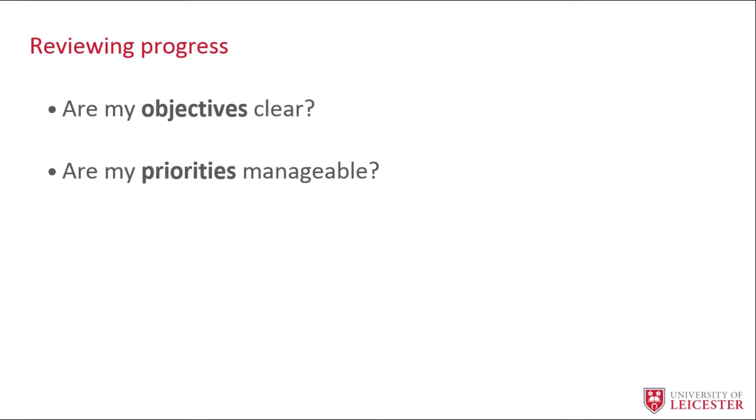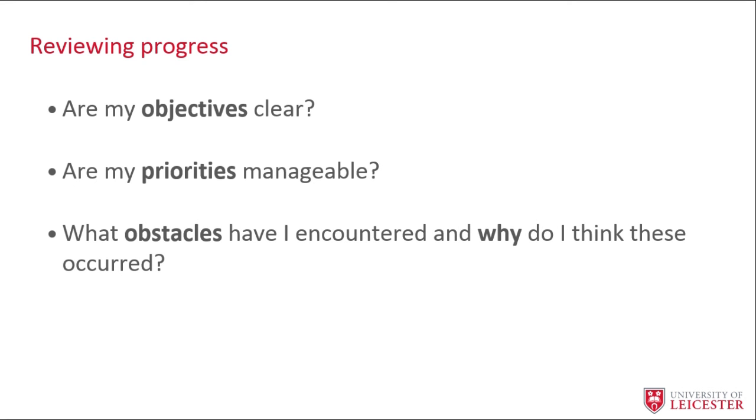As part of the review process, try asking yourself the following questions. Are my objectives clear? Do I know what I want to achieve? Are my priorities manageable, or have I tried to take on too much? If they are not, am I able to reprioritize to make my plans achievable? What obstacles have I encountered, and why do I think these occurred? Am I able to adjust my plans to try and avoid or counteract these in the future? Again, pause the video and think about a task which you are currently or have recently completed.